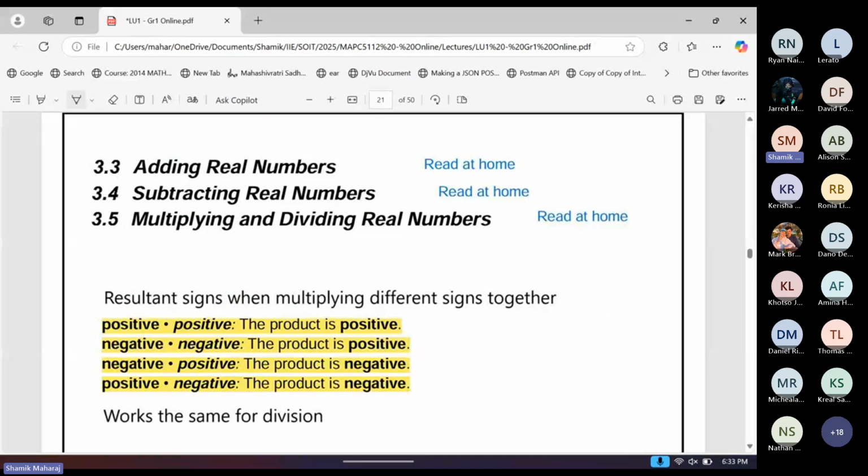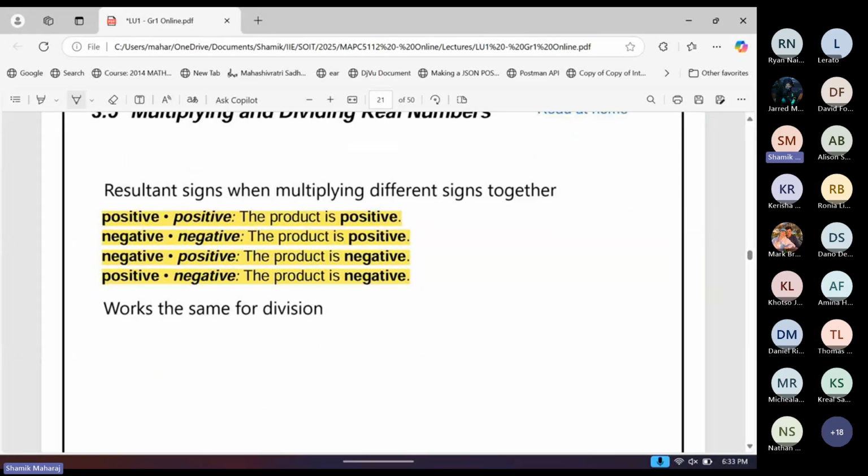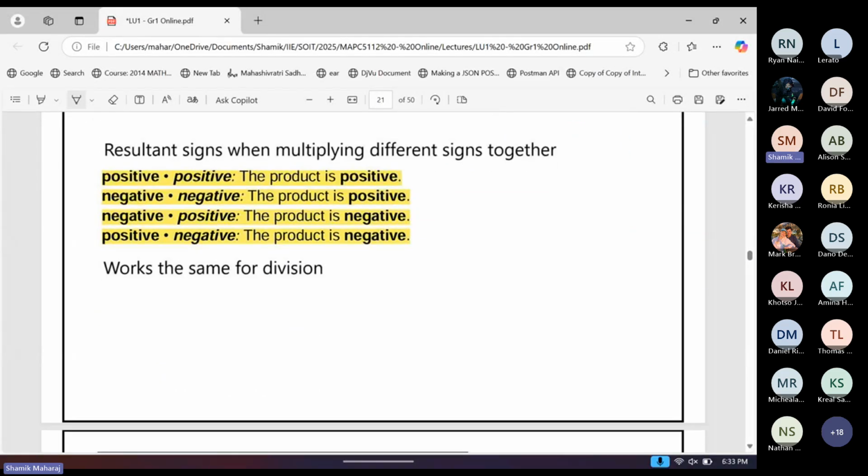If you're interested, you can read it, but don't stress too much about it. Okay, resultant signs when multiplying different signs together. This probably many people know already, but we must cover it just for the sake of knowing we've covered all bases. If I take a positive number times a positive number, you get something positive.